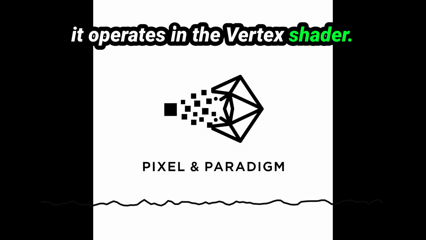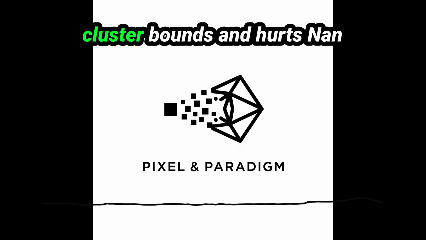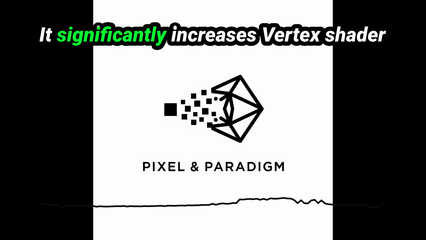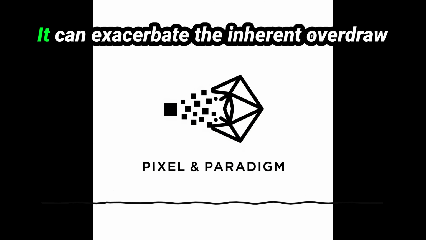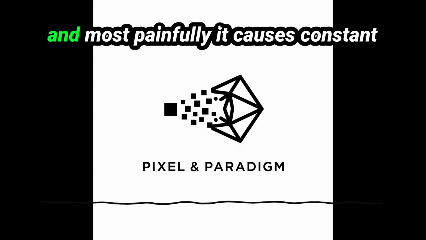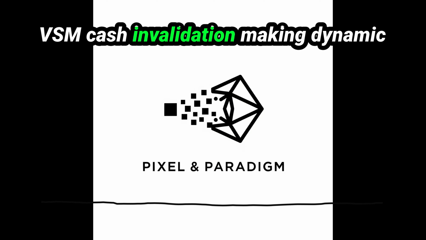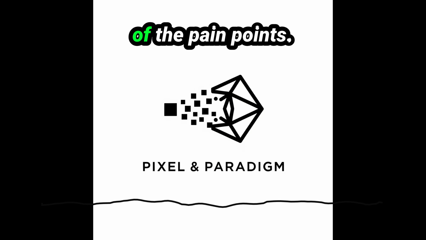Okay. So just to summarize the core WPO challenges for nanite foliage again, because this seems critical. It operates in the vertex shader, making nanite geometry dynamic. This forces larger, conservative cluster bounds and hurts nanite's efficient static culling. It significantly increases vertex shader load, especially on dense meshes. It can exacerbate the inherent overdraw issues with aggregate foliage geometry, and most painfully, it causes constant VSM cache invalidation, making dynamic shadows incredibly expensive. Exactly. That's a perfect summary of the pain points.